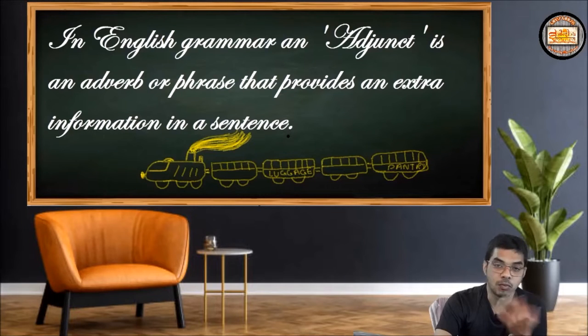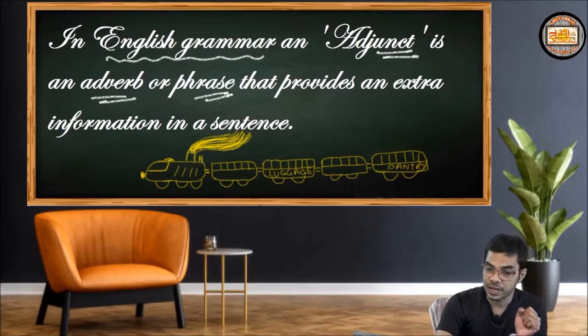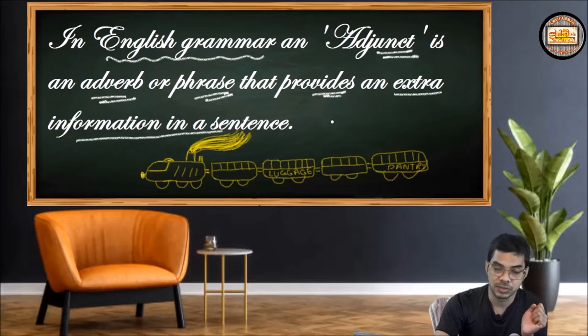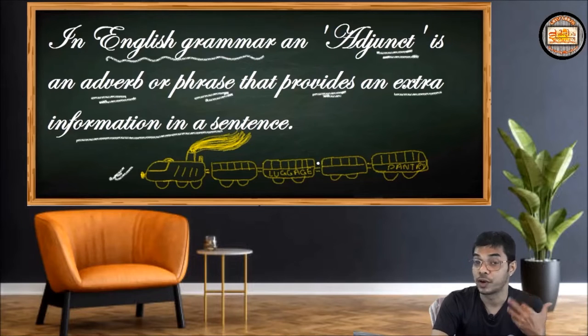In English grammar, what does adjunct mean? If we consider English grammar only, an adjunct is actually an adverb or a phrase and obviously a clause that provides extra information in a sentence. So how is the information extra? Just consider this train. Yeah, this is a train. And you may consider the train to be a sentence, a sentence that we produce.